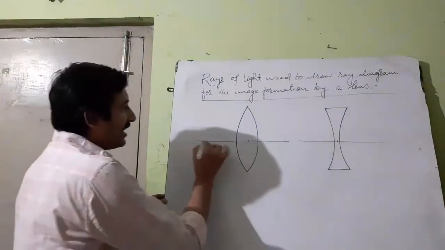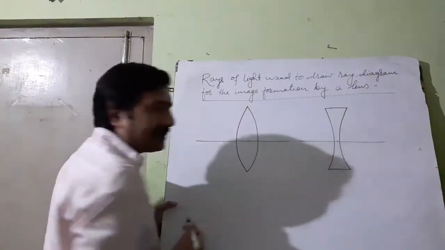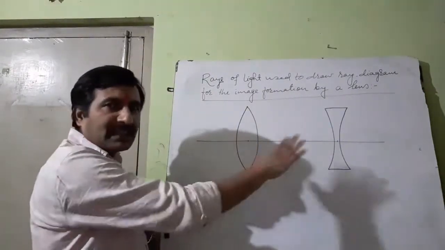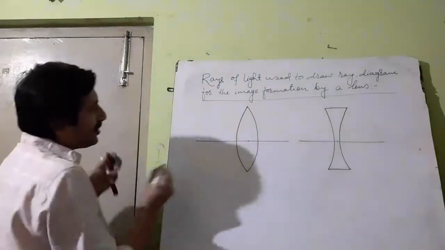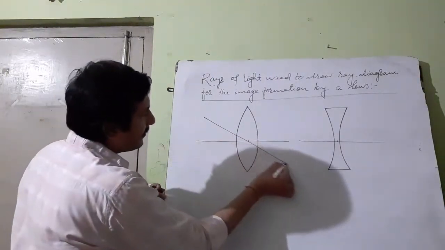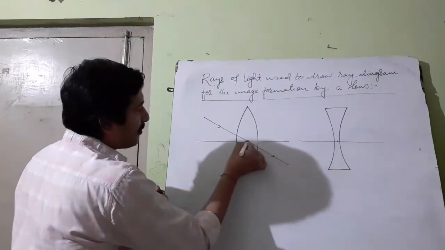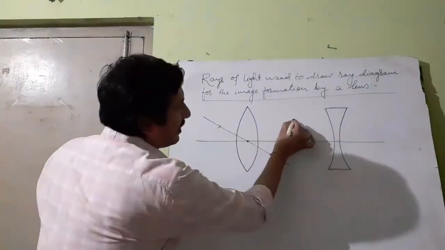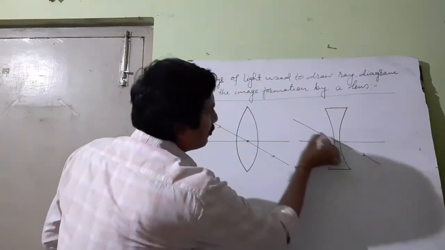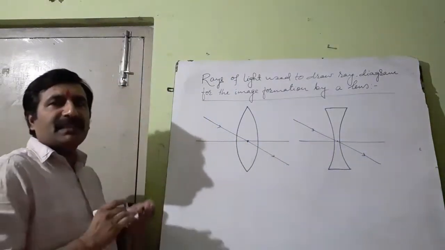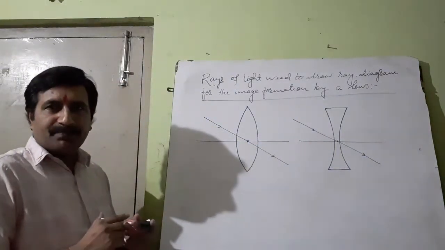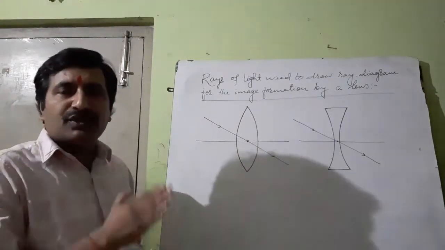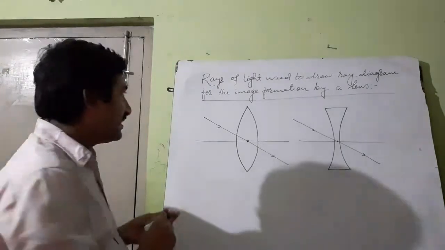You just see, this is the principal axis also. Principal axis passes through optical center, so it doesn't deviate from its path. Suppose there is another ray like this. It is passing through the optical center, so it has not been deviated from its actual path. This is the ray of light passing through the optical center, so it has not been deviated from its path. So this is the first ray of light which can be used to draw the ray diagram for image formation.